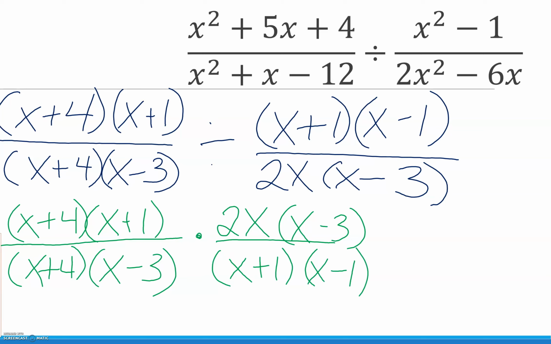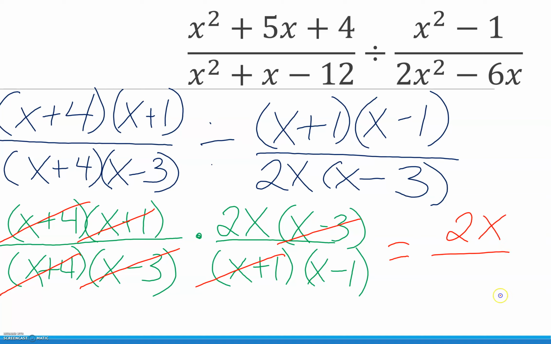So at this point, we can't factor anything out that needs to be factored out. So our x plus 4s, our x minus 3s, and our x plus 1s cancel. So our simplified answer would be 2x over x minus 1.